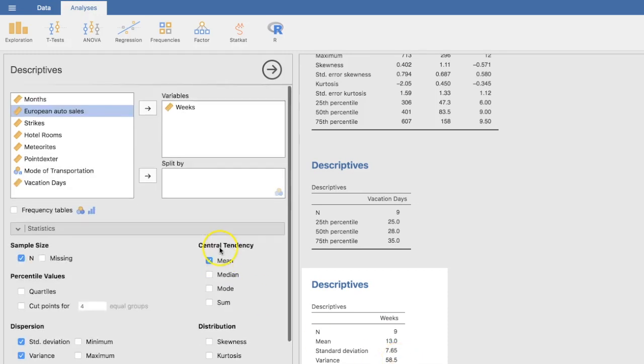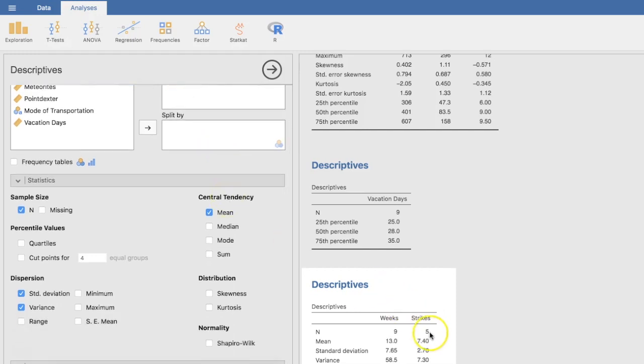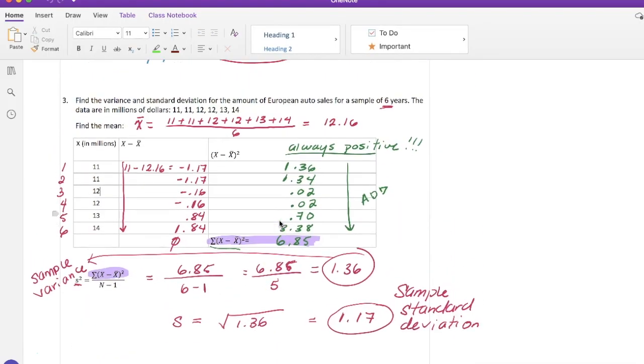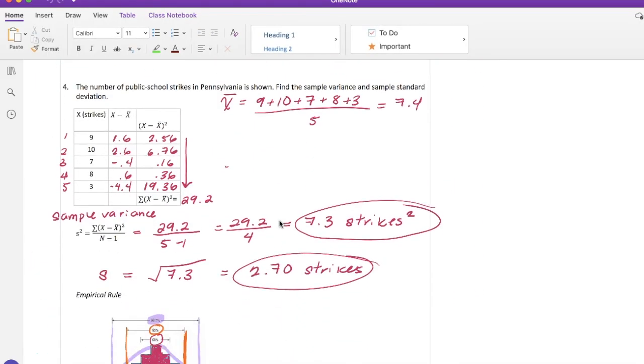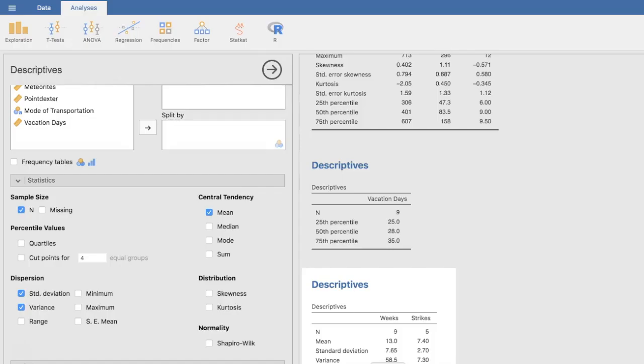That's what we got for variance. Perfect. Finally, let's do strikes. So it was the same thing. We had 5 strikes. Let me show you the data for strikes. It's this one. The mean, according to us, was 7.4. That's exactly what we got for standard deviation and for variance.